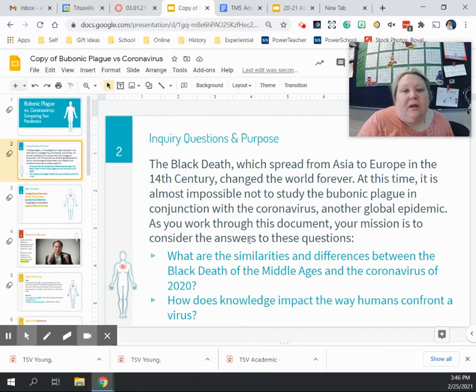It says, Black Death, which spread from Asia to Europe in the 14th century, changed the world forever. At this time, it was almost impossible not to study the bubonic plague in conjunction with the coronavirus, another global epidemic. As you work through this document, your mission is to consider the answers to these questions. What are the similarities and differences between Black Death of the Middle Ages and the coronavirus of 2020? How does knowledge impact the way humans confront the virus?